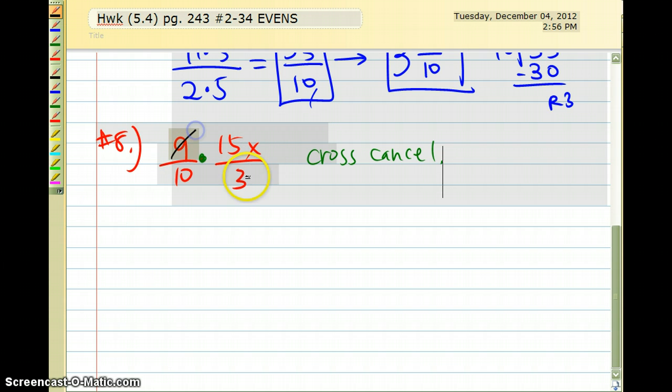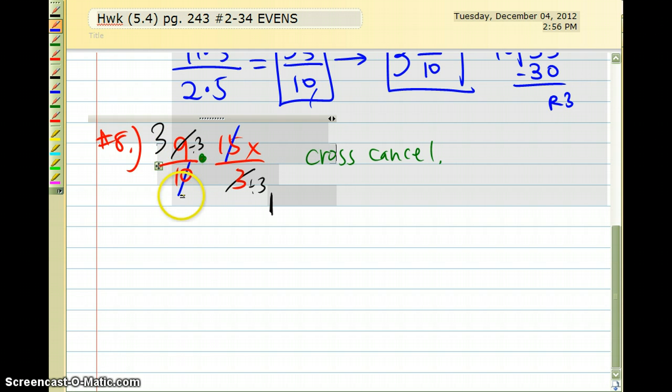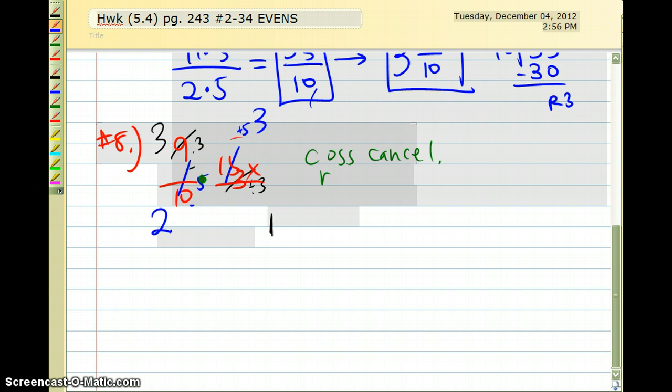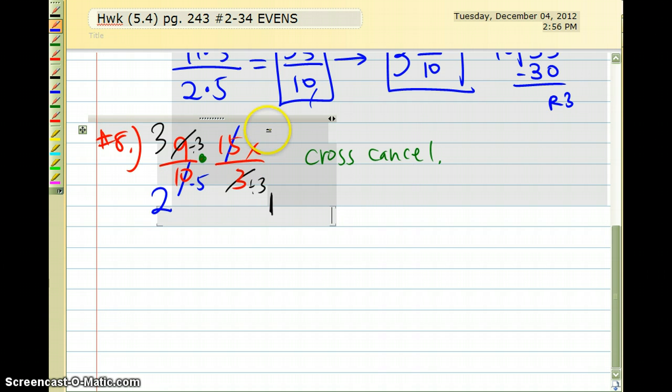I can cancel the 9 and the 3. They both divide by 3, giving me the cancellation 3 for the 9 and then 1 for the 3 down here. I can also cancel the 10 and the 15, dividing both of those by 5, giving me 2 here, and dividing 15 by 5, giving me a 3 here, and I am going to keep my x there as well, so I don't want to forget about it.